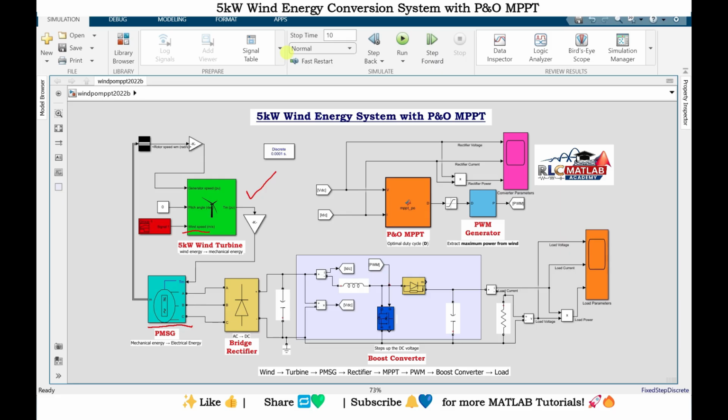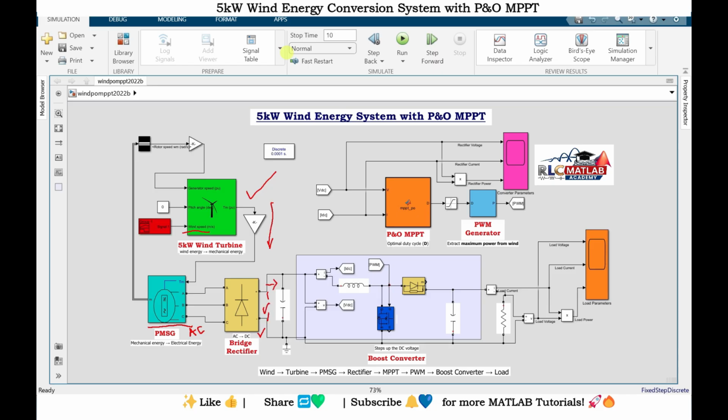This electrical energy is given to the bridge rectifier. Wind speed is converted into mechanical energy, and this mechanical energy is converted into electrical energy, that means AC. This three-phase AC is given to the bridge rectifier. It converts AC into DC. This is the rectifier voltage and this is the current.